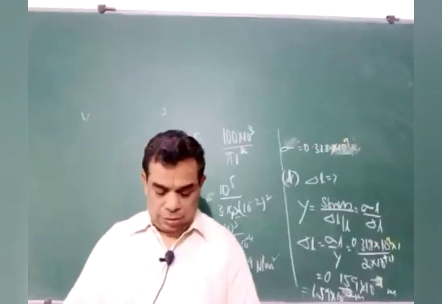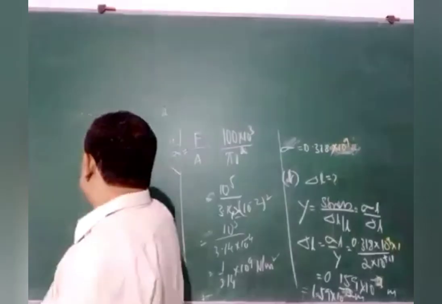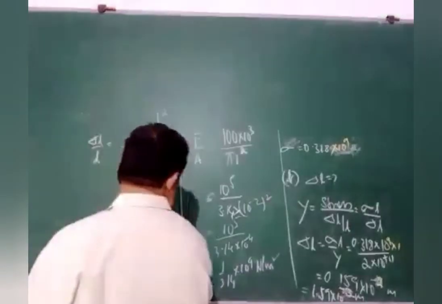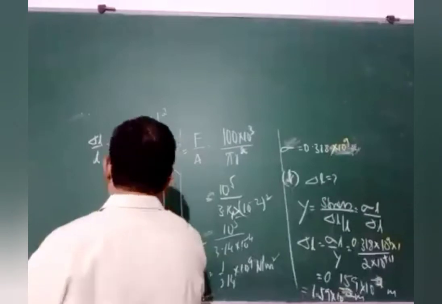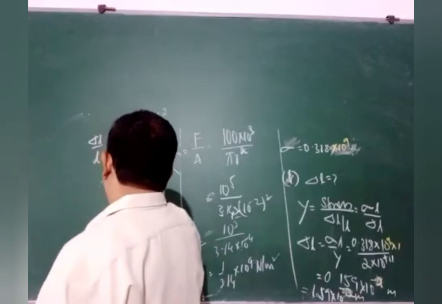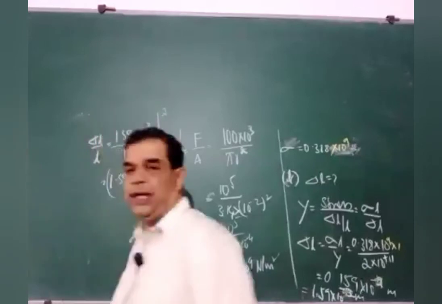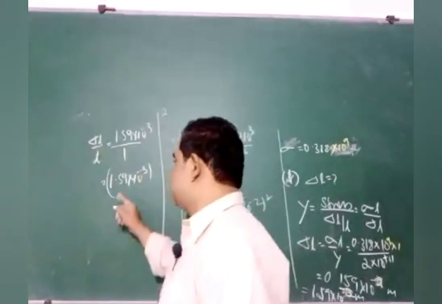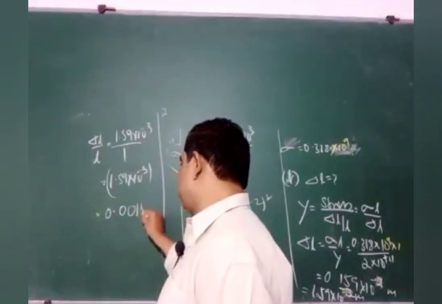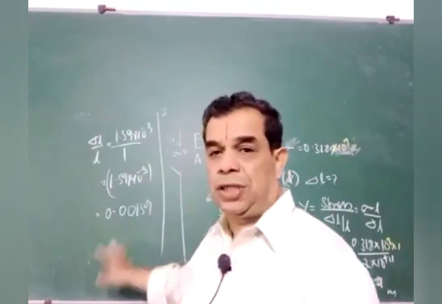What else was asked? Last thing, strain. Strain is created, delta L by L you apply. What is that last part? Delta L is how much? What we have calculated is 1.59, 10 raised to minus 3, by 1 meter. So 1.59, 10 raised to minus 3, no unit. That is the strain. If you write it in normal form, 0.00159, so much smaller. So we can conclude this numerical here.